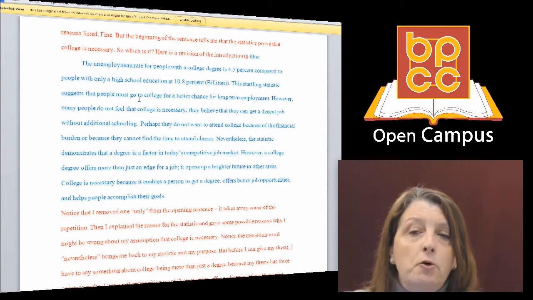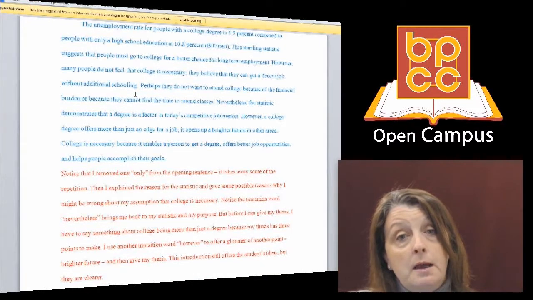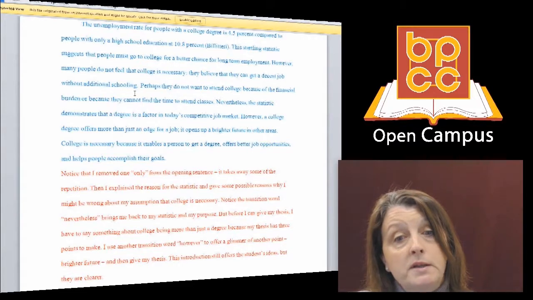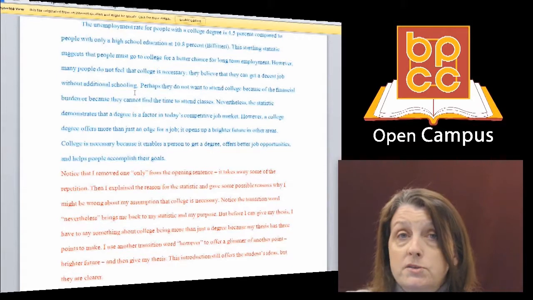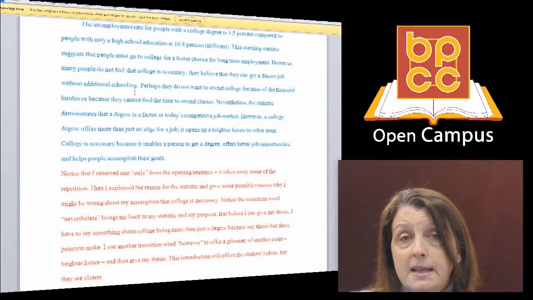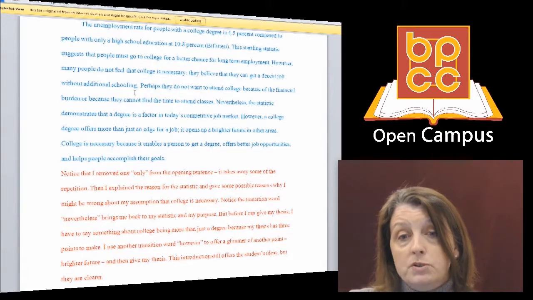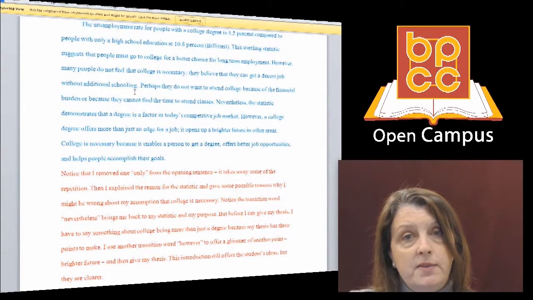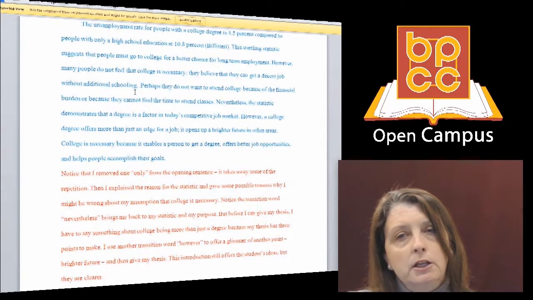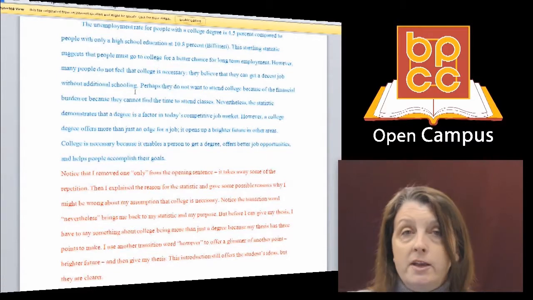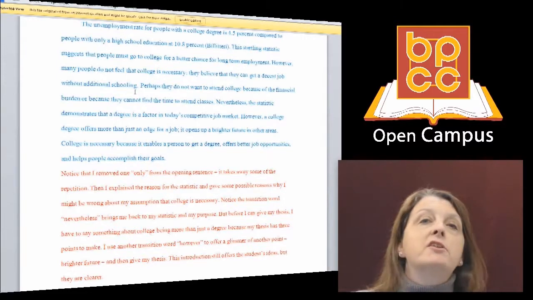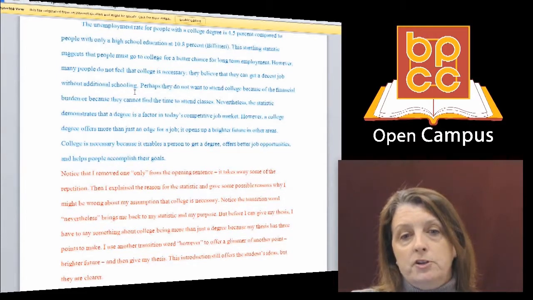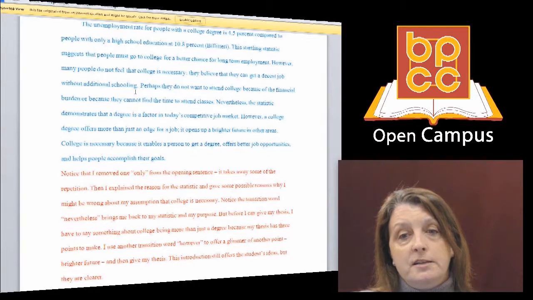Before I can give my thesis, I really need to say something about college being more than just a degree, because my thesis has 3 points to make. Yes, it does talk about getting a degree, but it also talks about offering you better job opportunities and helping people accomplish their goals. So it's not just all about the degree, this essay. So I really need to bring a little bit of something in there. So I use another transition word, "however," to offer a glimpse of another point, which is the brighter future. And then I give the thesis.